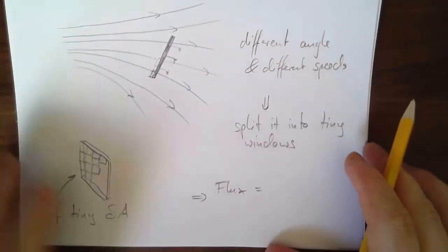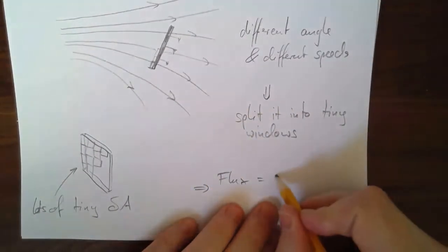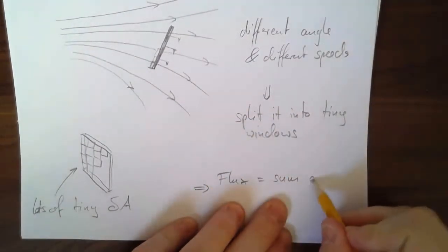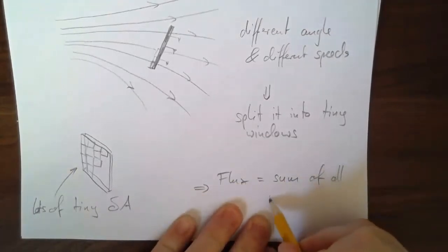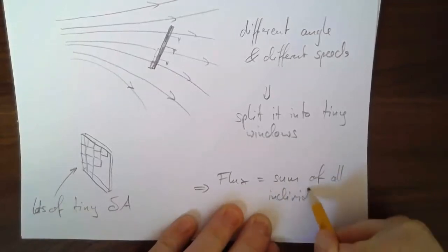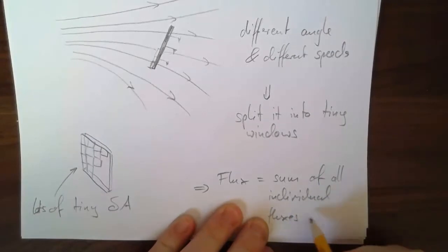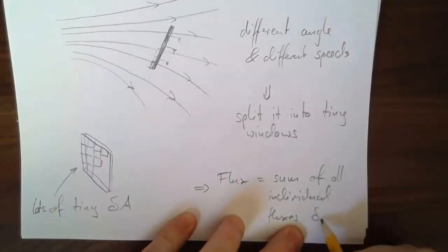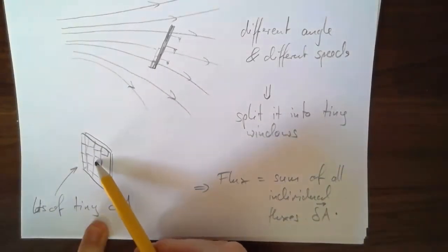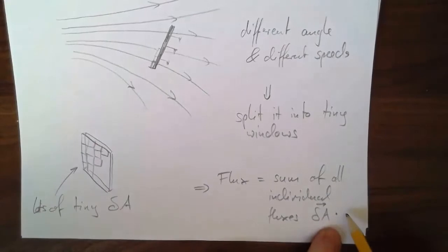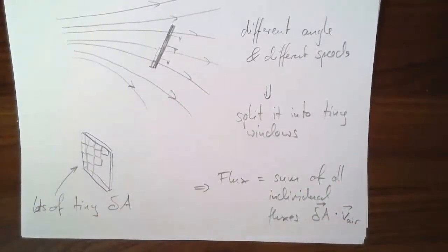Not sure if that's the right plural here. Maybe flux doesn't have a plural. But you understand what I mean, right? Sum of all individual fluxes, each one being delta A, right? Each little window has its own little flagpole sticking out of it, times the air speed at that point.